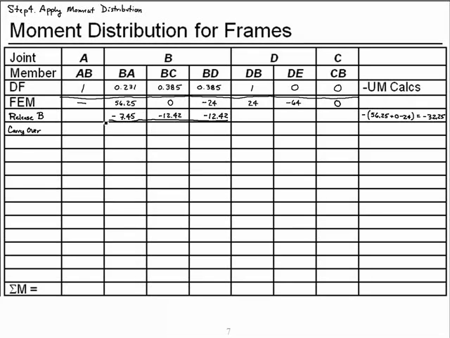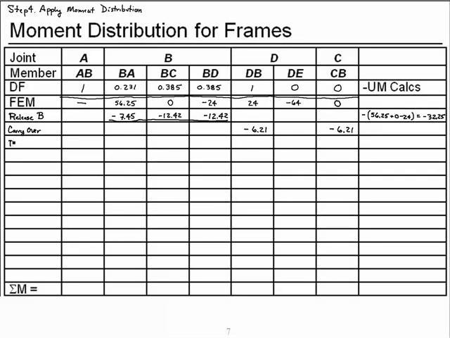Now I want you to note that nothing carries over from the B end of member AB. We use the modified stiffness reflecting that node A is a roller. So there'll be no carryover from this end, but from B to C, we'll take half of the minus 12.42 and it carries over, and that's a minus 6.21. And likewise from B to D, we get a carryover of minus 6.21.